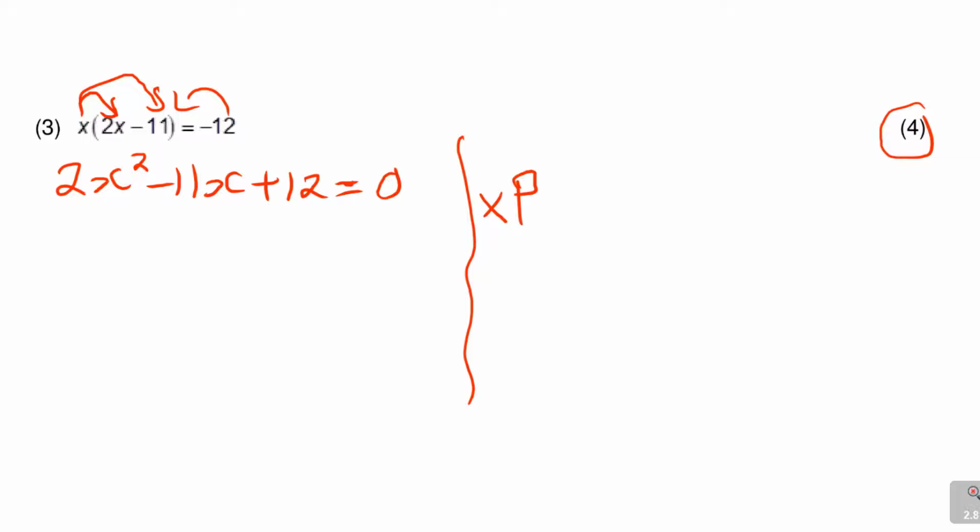Multiply. So what am I multiplying? I'm multiplying the first number and the last number. 2 times 12 is equal to 24. Don't worry about the x. Don't worry about the x. Because I'm just looking for factors. And then the sum, the center number, is minus 11.